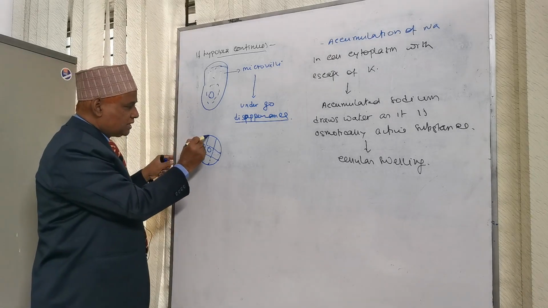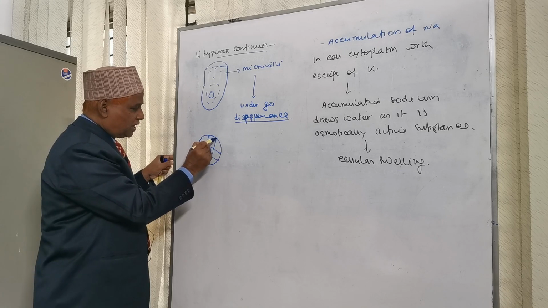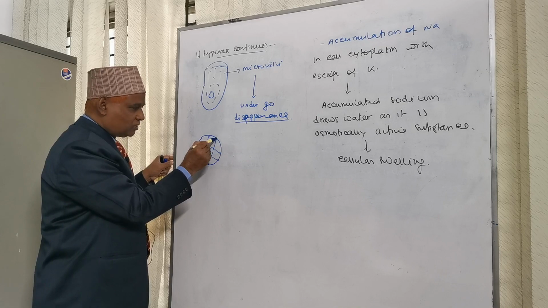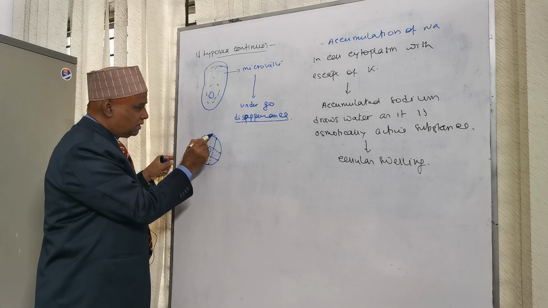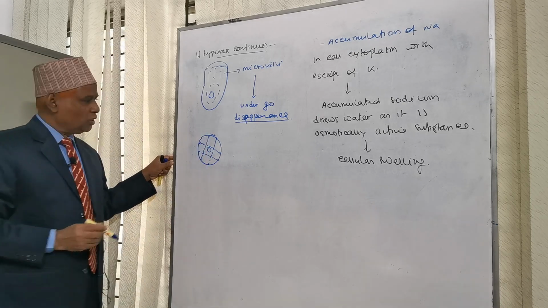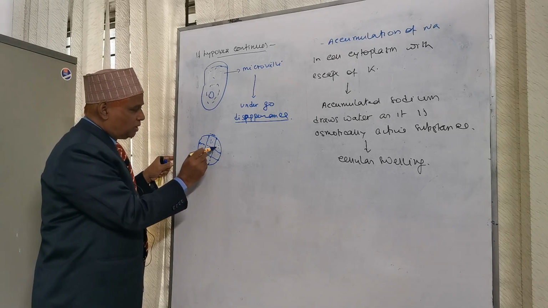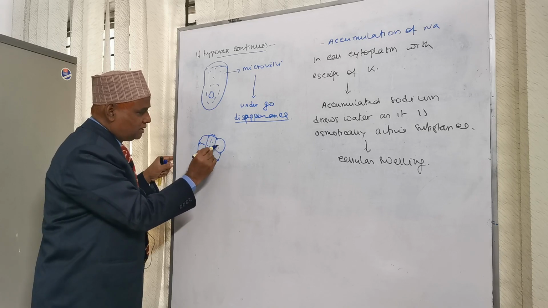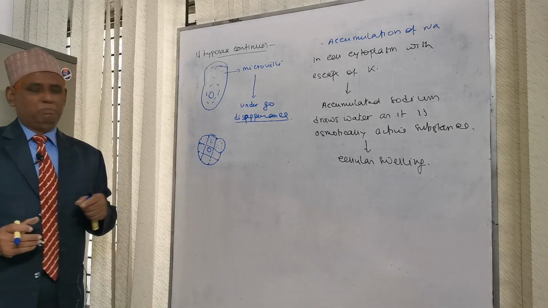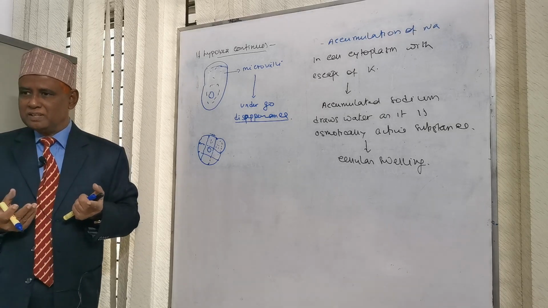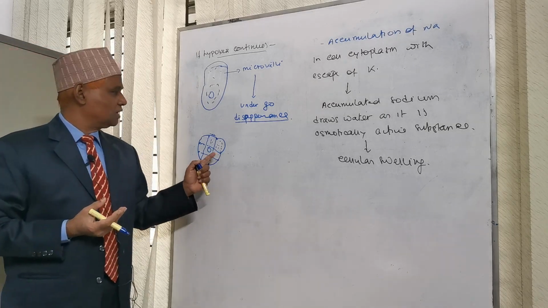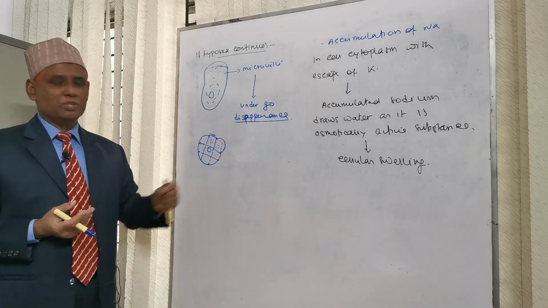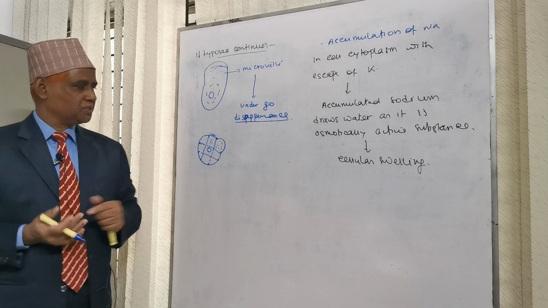This is the attachment of the cytoskeleton to the cell membrane. At the attachment points there is more strength than in this part. So if water accumulates here, there will be bulging of the membrane, and it looks like blebs, like a blister. So excess accumulation of water leads to disappearance of microvilli and ultimately formation of blisters or blebs.